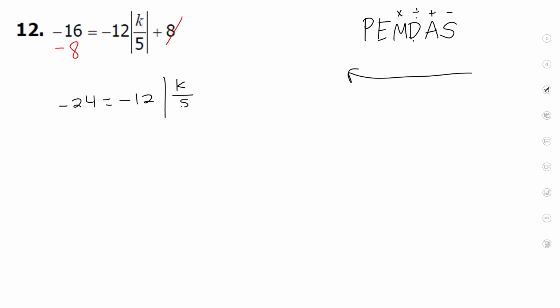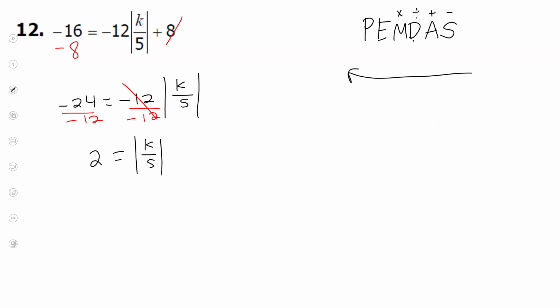Okay, we're a little bit closer to isolating these bars. What do we do next? Wait, there's no addition on here though. Yes, we're gonna divide. Now we can get rid of this negative 12. Negative 24 divided by negative 12 is 2. Yay. My absolute value symbol is by itself. There's nothing on the outside of it. Okay, we did step 1. What's step 2?